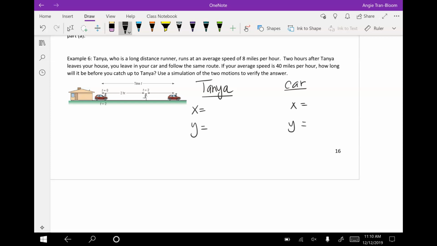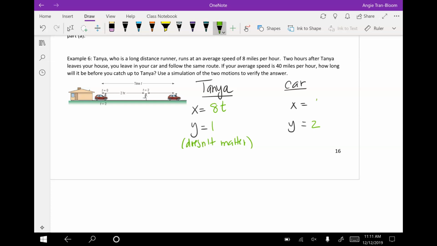So again, for Y, because it's horizontal, it does not matter, just give me a constant. I normally pick 1 here and 2 here, just slightly above the x-axis, so you can see when you use the calculator for simulation, okay? The x is really what we're looking for, the horizontal distance. What is Tanya's speed? 8 miles per hour. So every hour, would you agree that she will achieve 8 miles? Yeah. Perfect.